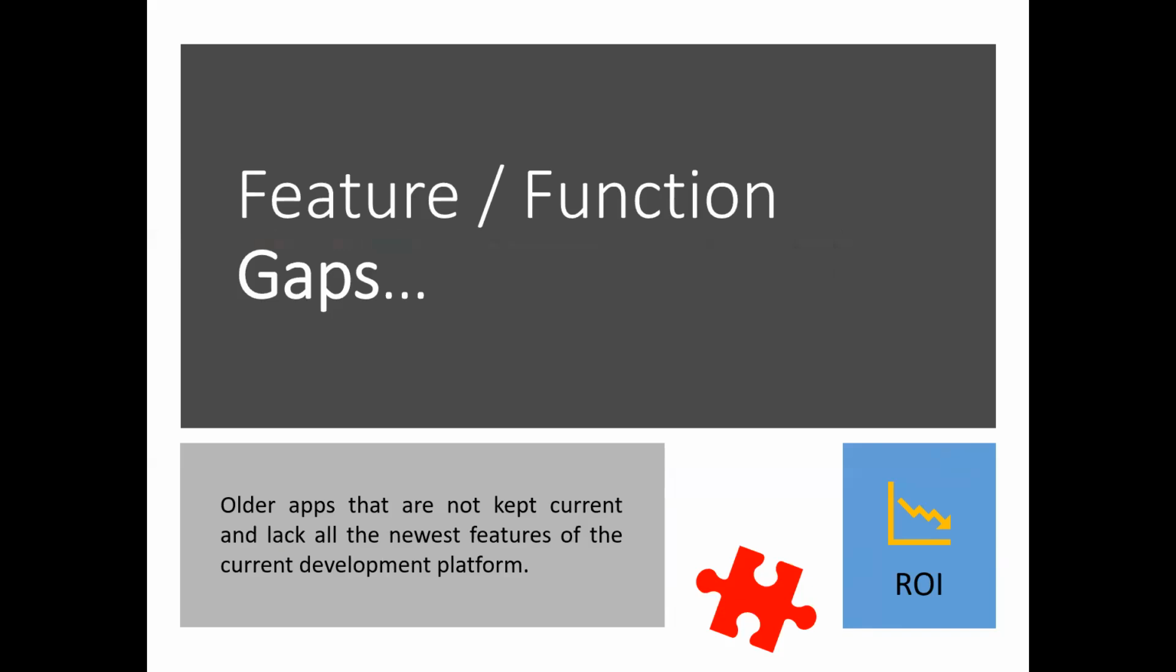And finally, we're seeing something here, what we call a feature function gap. Everybody's aware that QuickBase has been publishing new features and new functions just almost on a weekly basis now. All those wonderful new capabilities make the applications we're building today much more powerful than the applications we built a year ago, or 3 years ago, or 5 years ago, or 10 years ago. What that's doing, though, is creating a feature function gap between our older apps and our new applications.